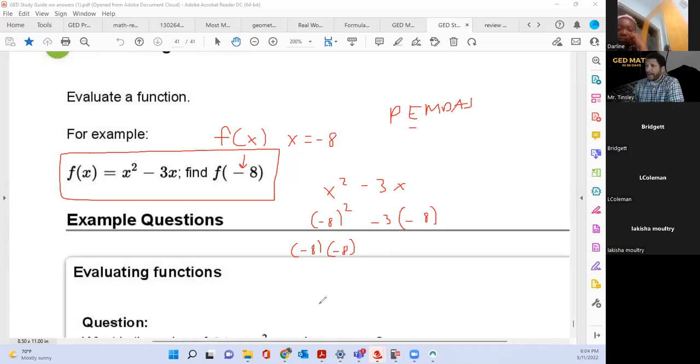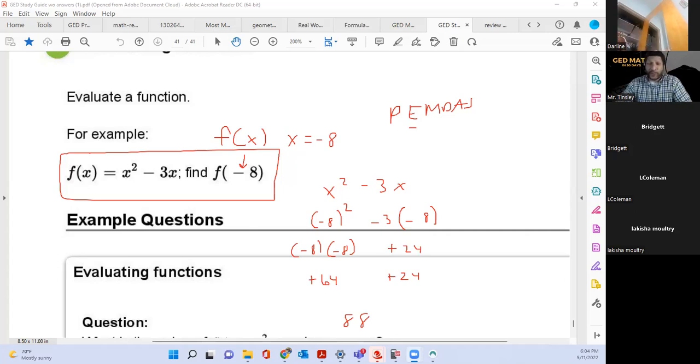Two negatives make a positive, so you get plus 64. -3 times -8 is a positive 24. So 64 plus 24 is 88. This is how you would do this manually. You can expect 2 to 3 problems, maybe even 4 problems where you have to evaluate a function or evaluate an expression.